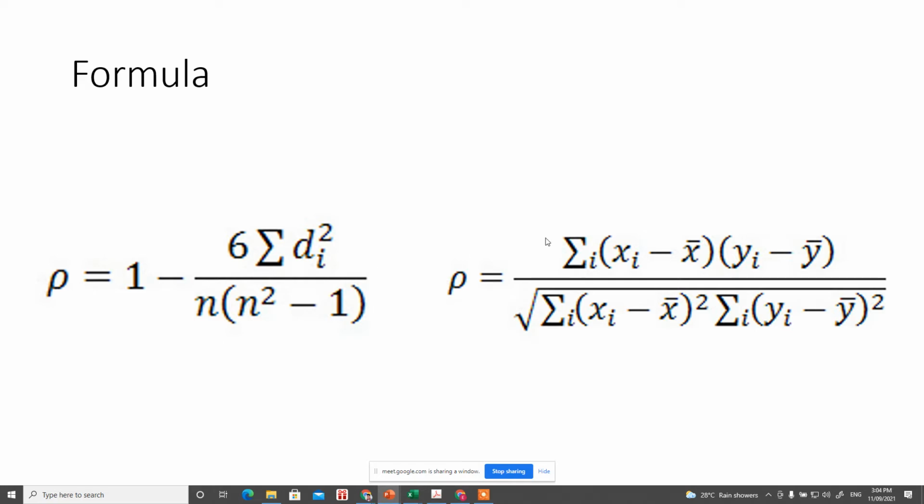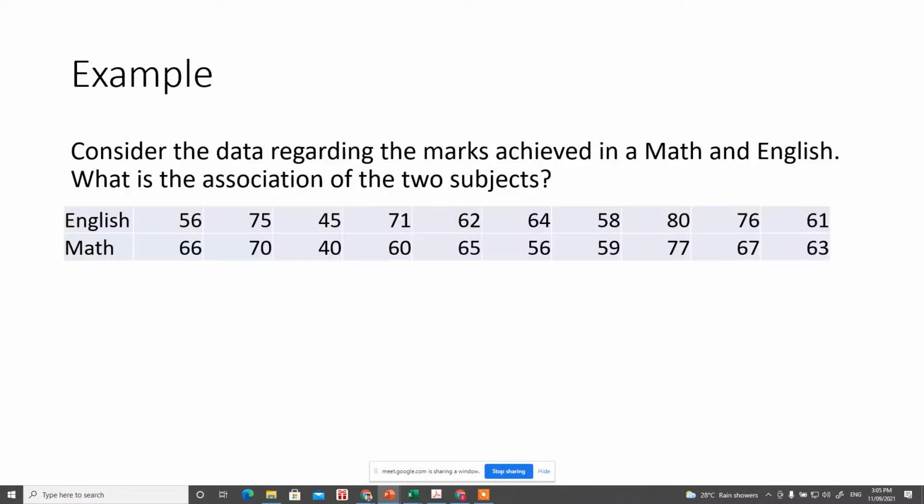Now, if there are ties, then this would be our formula. We still have the differences of the ranks of the first column or the first group, and then we have the differences of the mean of the ranks, and then i for the paired score. Okay, so let's have this example.